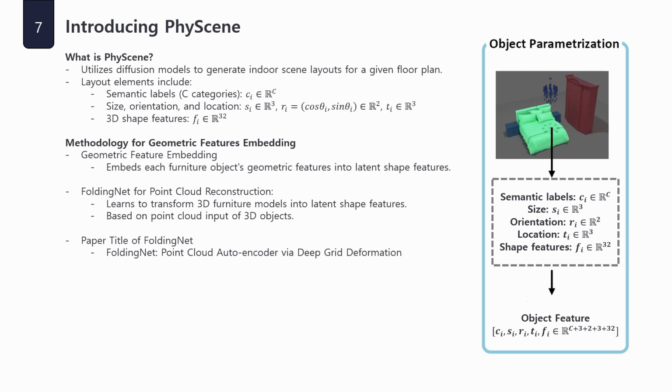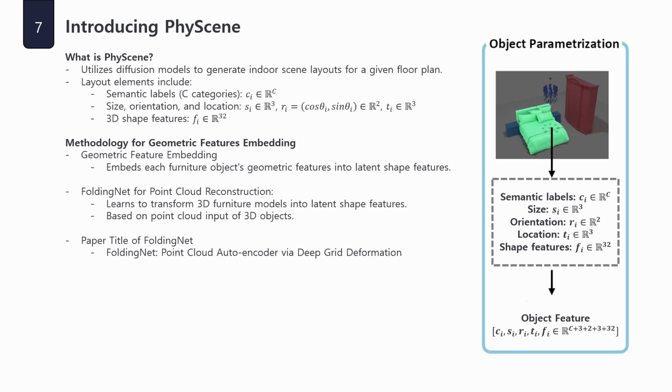Let us return to today's featured paper, Physics In. Physics In uses diffusion to generate indoor scene layouts that fit a given floor plan. The layout elements generated include semantic label, size, orientation, location, and 3D shape feature. First, they embedded the geometric features of each furniture object to transform 3D furniture models into latent shape features.